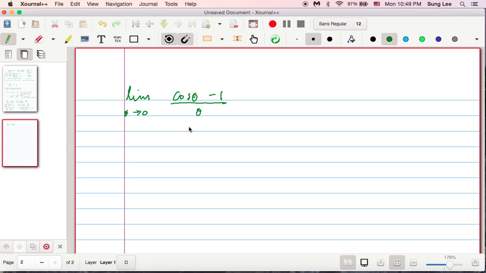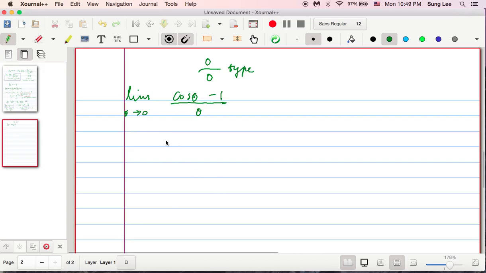So when theta goes to 0, the numerator, cosine theta, goes to 1. So 1 minus 1 equals 0. So the numerator goes to 0. The bottom part also goes to 0. So this is a 0 over 0 type, indeterminate form.